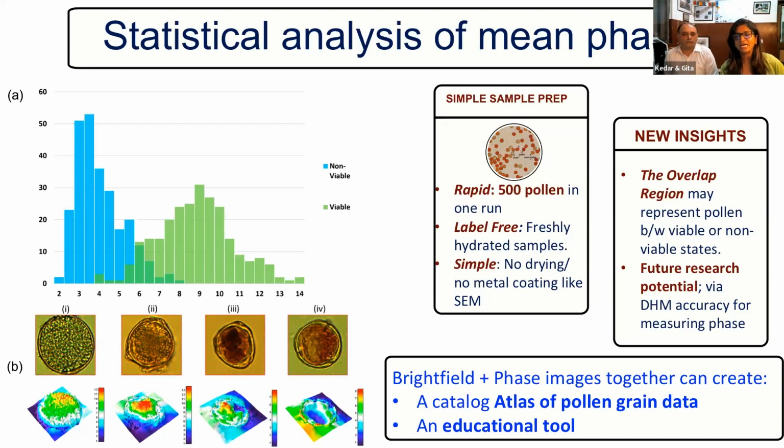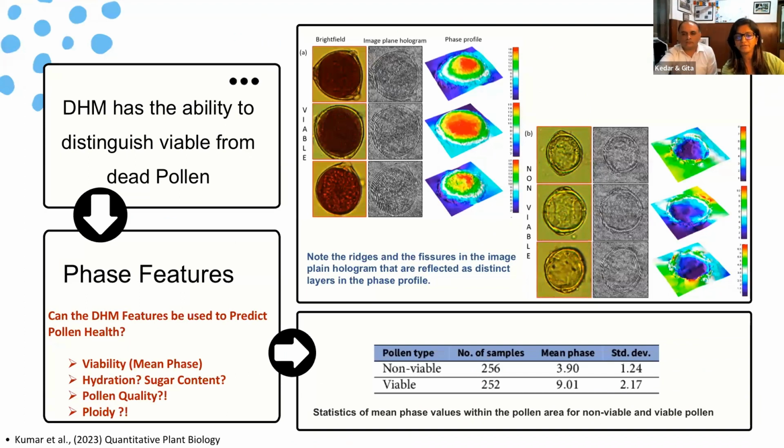So what I believe now is that the overlap region potentially is something new altogether, which we have not even considered in the past because we never had a way of measuring this. Therefore these overlapping pollen may represent in-between stages between viability and non-viability, which gives us future research potential, because we are measuring every single bit of how far they are from the two clear populations of viable and non-viable. We are in a position now to be able to say whether sugar content of the pollen can be measured, hydration, could it be pollen quality, and so on.